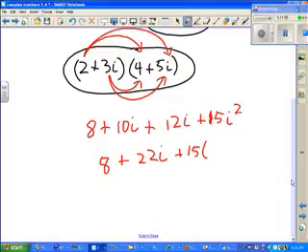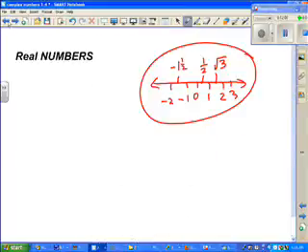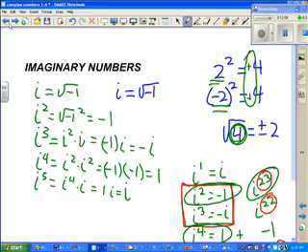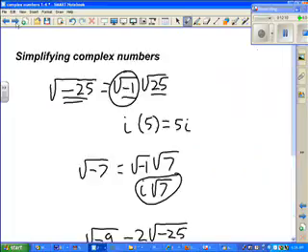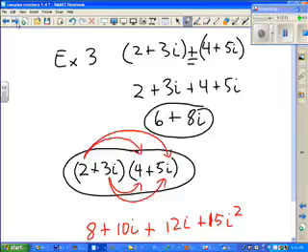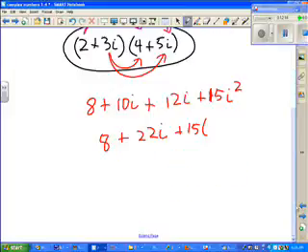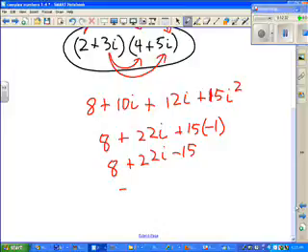Never leave i with an exponent, because back here we showed we could simplify all those. What does i squared equal? It equals -1. That's why we need to memorize that list. At least learn how it works. So I've got 15i squared, which is -1 times 15. Now I've got 8 plus 22i minus 15. 8 minus 15 is -7 plus 22i.